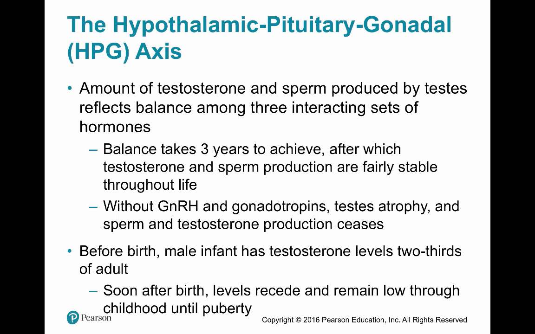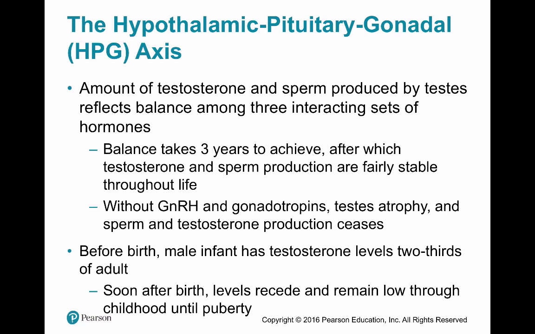The amount of testosterone and sperm produced by testes basically reflects the balance among the three interacting sets of hormones, specifically the gonadotropin releasing hormone, follicle stimulating hormone, and luteinizing hormone. The balance takes about 3 years to achieve, after which testosterone and sperm production are fairly stable throughout life. Without the gonadotropin releasing hormone and gonadotropins, testes will atrophy and sperm and testosterone production ceases.